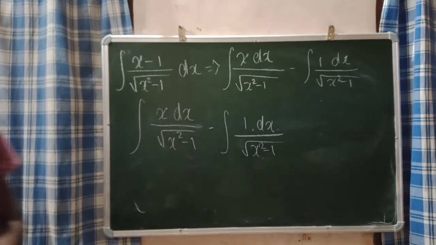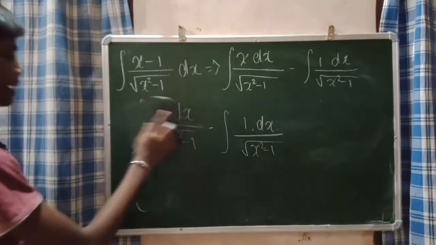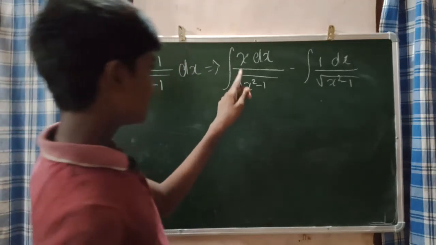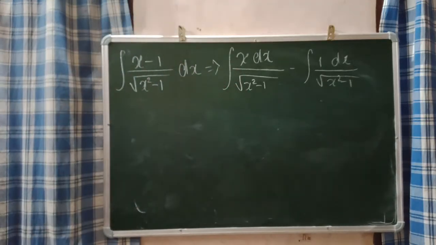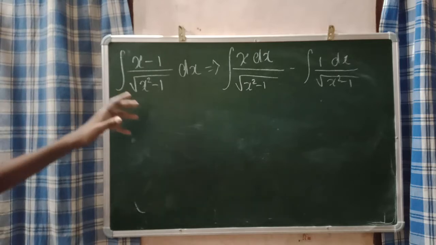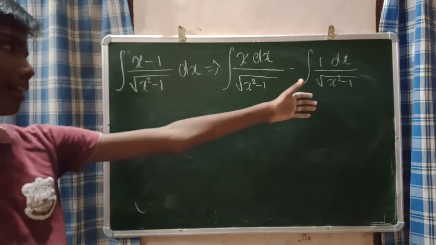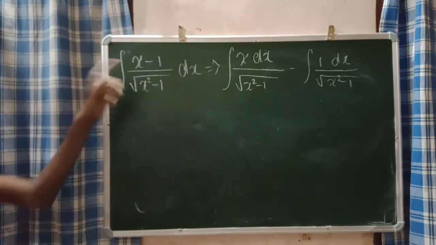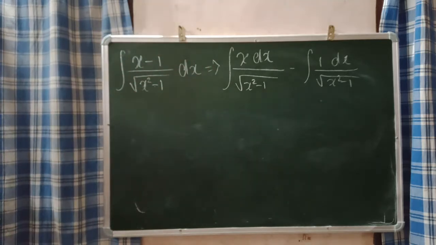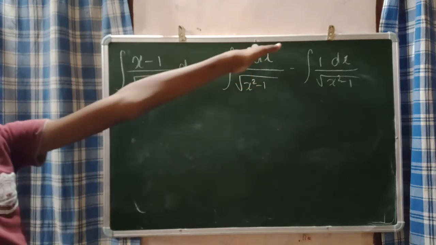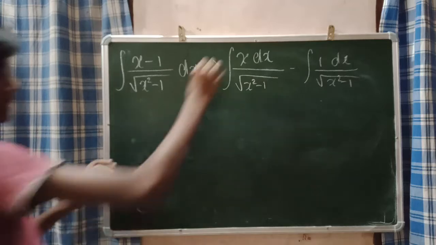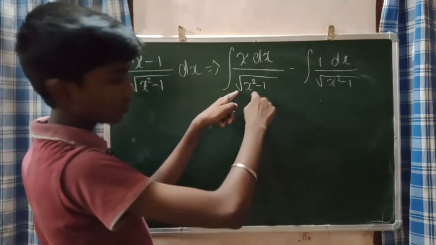So can't I split like this? I can split it as the integral of x dx minus the integral of 1 dx. You know that as the denominator is the same, I can directly subtract the numerators. That will be x minus 1 divided by root of x square minus 1. I just split it, because I am having x dx minus 1 dx. Correct now?